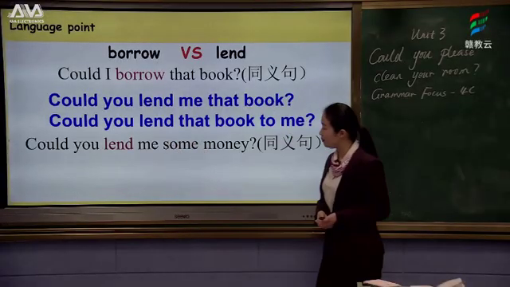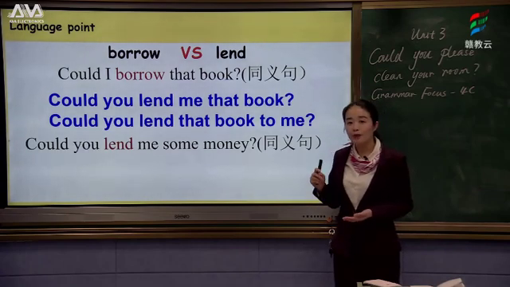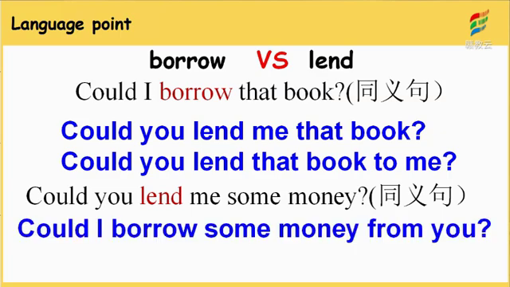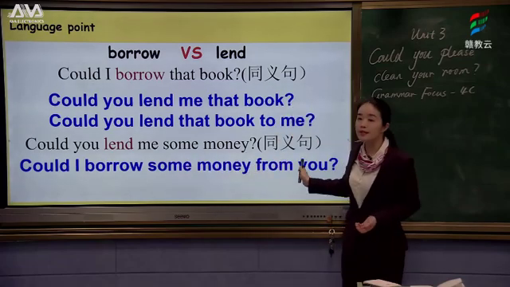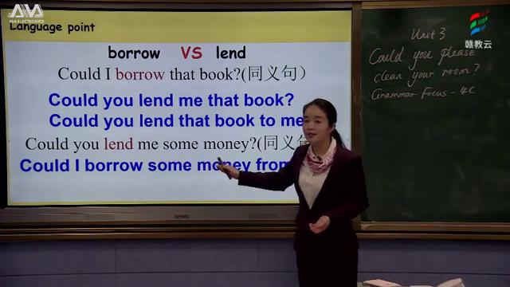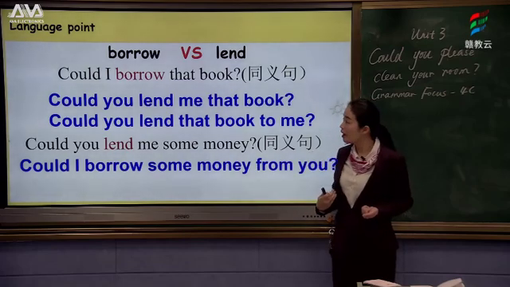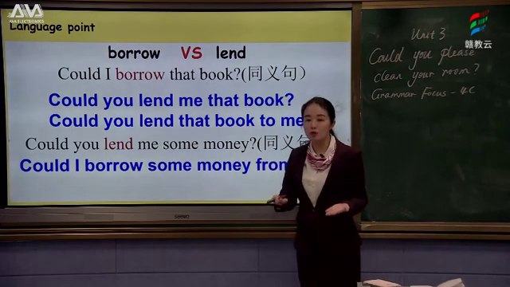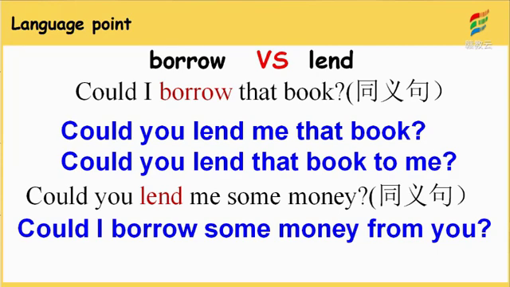Now let's see this sentence. Could you lend me some money? Lend. 好，如果用 borrow 这个句子怎么说？ Right. Could I borrow some money from you? Borrow something from somebody. 与 borrow 相搭配的介词呢，通常是 from，从某人这里把东西借进来。Lend something to somebody，把东西借给某人，把东西借出去。那么这两个动词呢，最主要是方向不同。Now, boys and girls, are you clear about the difference between borrow and lend now?